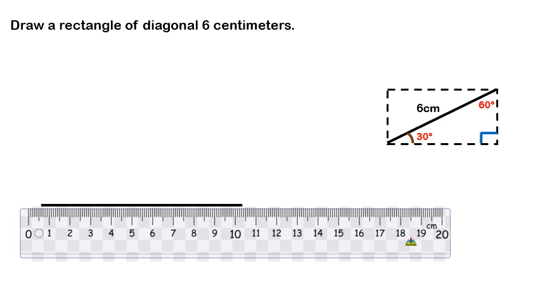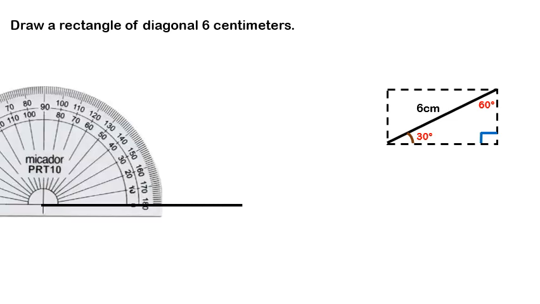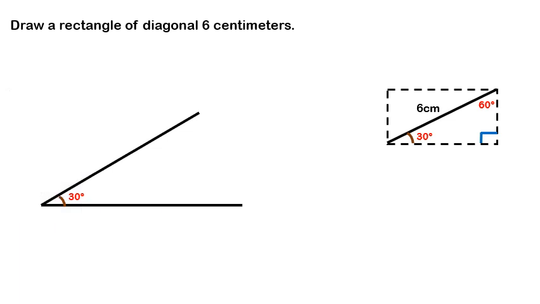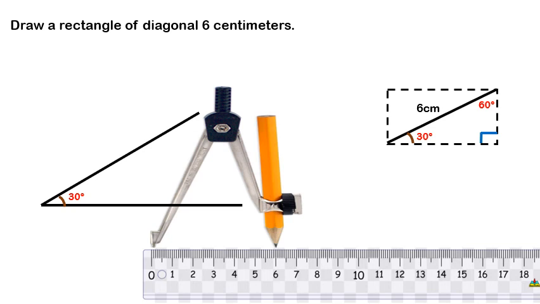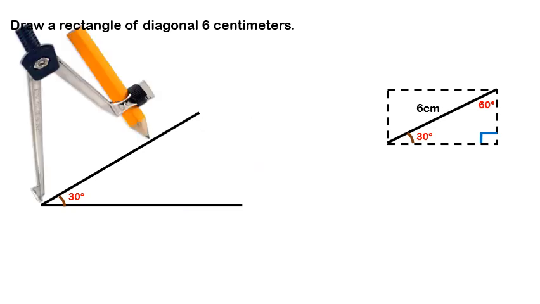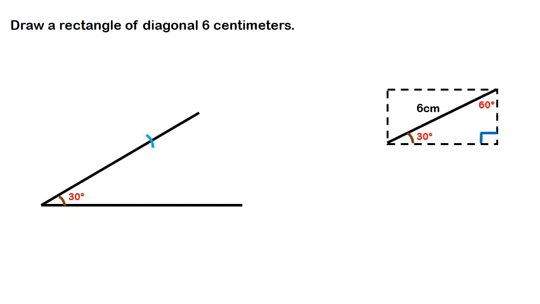You know, the length of its sides is not given in the question. Then use a protractor and mark a 30-degree angle. Then take a compass and adjust its width to 6 cm. Then mark 6 cm on the slanted line. Then let us draw a perpendicular line from this point to the bottom line.